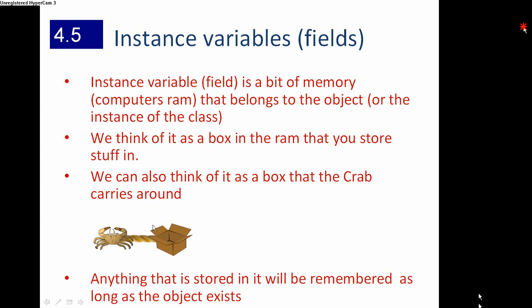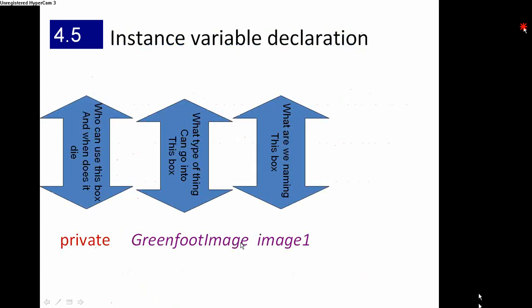What kind of stuff would you stick into the crab's box? Well, one box will hold how many worms he's eaten. Another box will store his location, his X and Y coordinates, and so on and so forth. So this crab has all these little boxes that go along with him. As long as he exists, as long as he's in the world and alive, the boxes will be trailing along with him invisibly, and as soon as he dies, those boxes will all disappear and no longer exist. Write down these notes.